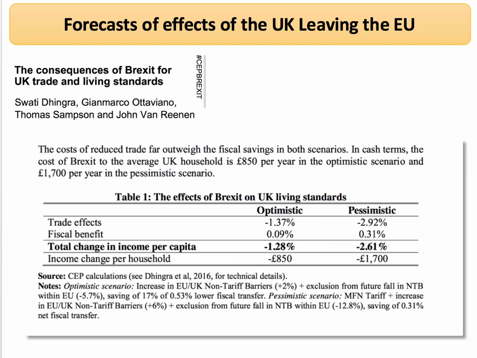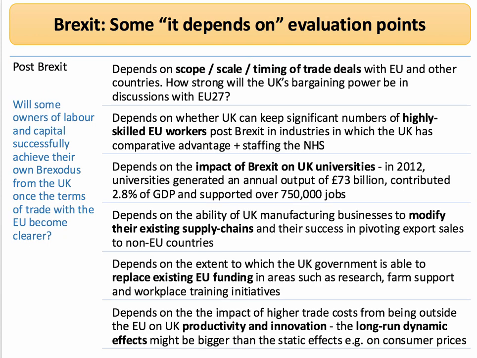But on average, the cost in the optimistic scenario is £850 per year for people in an average household, rising to over £1,600 a year in the pessimistic scenario. So on balance, most economists think in the long run the British economy will be worse off outside the single market.